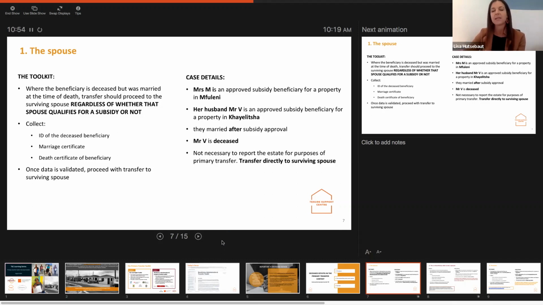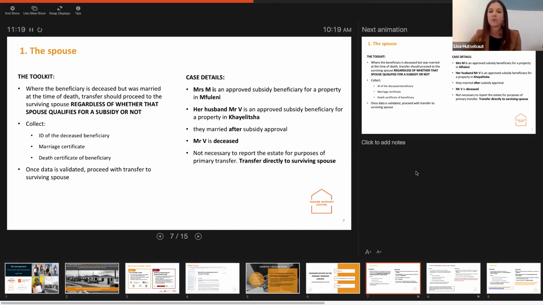You don't need to wait for master's letters to get issued. You just transfer directly to the surviving spouse on the basis of the documentation that we've outlined there on the left. I just want to put out a warning at this stage: what will potentially trip you up during this process is when you get to the rates clearance stage of your transfer.